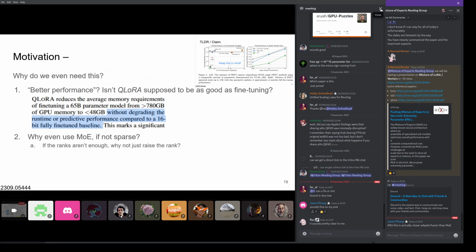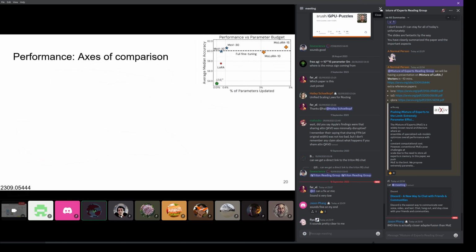Because in the case of low rank adapters, you could introduce multiple low rank adapters of small rank, or you could just increase the rank of the adapter. So there's an unanswered question of why not just raise the rank? And so I thought about multiple ways to try and compare the performance of the mixture of parameter efficient paradigm to just normal parameter efficient tuning.